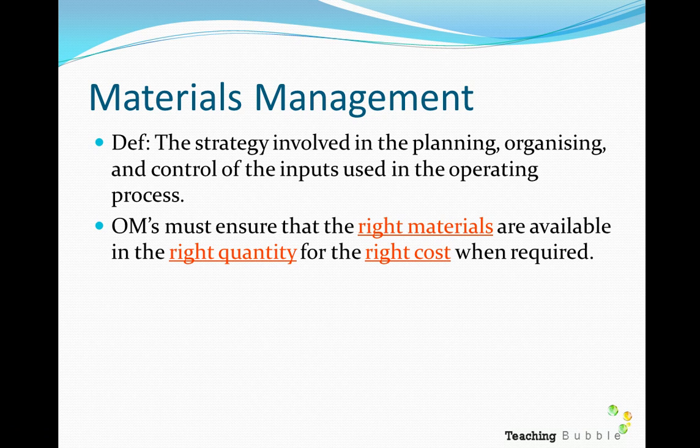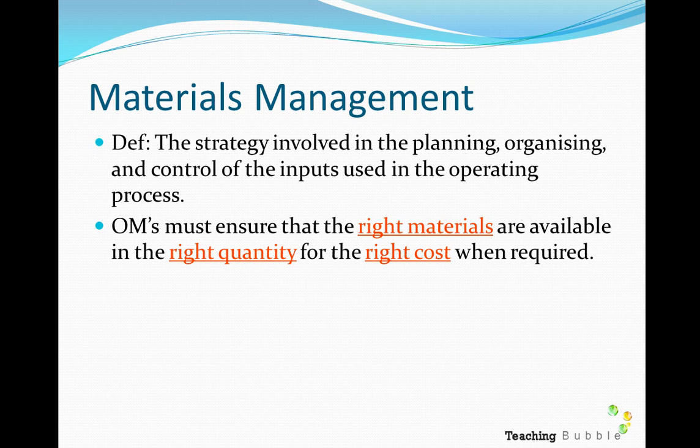Essentially materials, stock or inventory, those three words are pretty much interchangeable. We're going to look at strategies involved in planning, organizing and controlling the inputs used in the operations process. These are the three main things the operations manager needs to take into consideration. They need to ensure that the right materials, the actual correct materials, are available in the right quantity, for the right cost, when they're actually required. And we're going to look at ways to manage that.